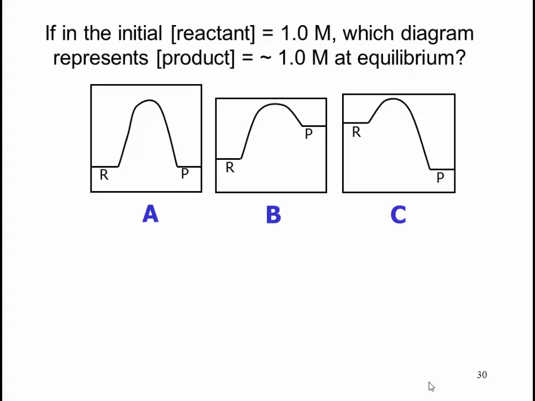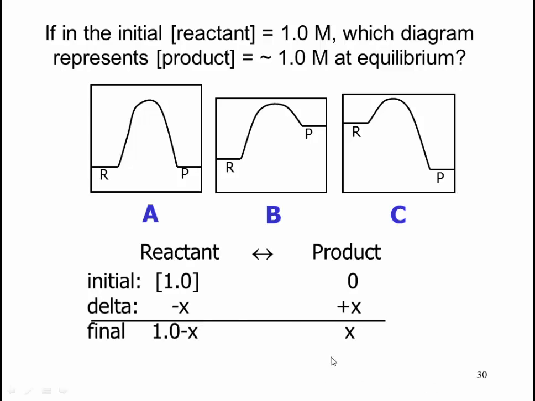Here's one last question for you. If the initial reactant concentration is 1 molar, which diagram represents product being at mostly 1 molar at equilibrium? In order to answer this question, we need to sort of think in terms of reactant diagrams. Initially, reactant is 1 molar and we have no product. In order for the reaction to occur, we are going to subtract X for reactant and add X for product.